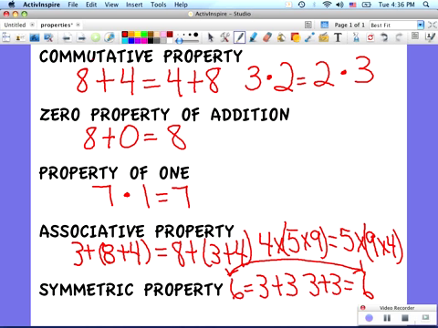And those are the 5 properties that we're going to talk about in 4th grade this year. And you should study those and be able to tell me in math tomorrow at least what 3 of those properties are.